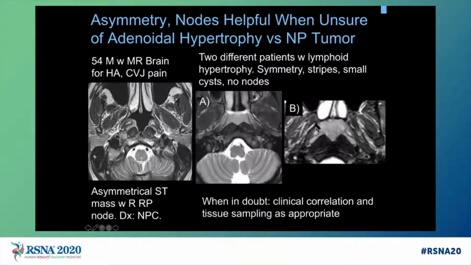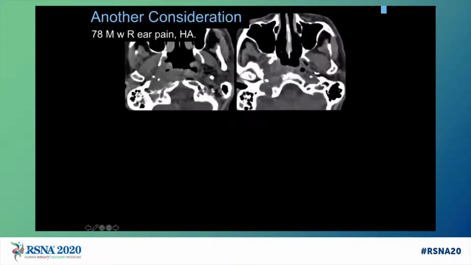These two patients, on the other hand, have lymphoid hypertrophy. The soft tissue of the nasopharynx is symmetrical, striated, shows some small internal cysts. There are no associated abnormally enlarged lymph nodes. But remember, when you're in doubt, clinical correlation and tissue sampling as appropriate can be very useful.